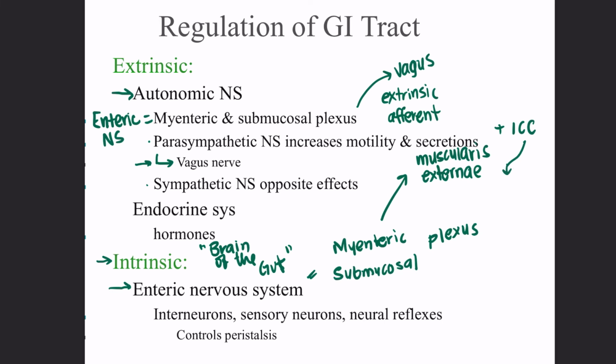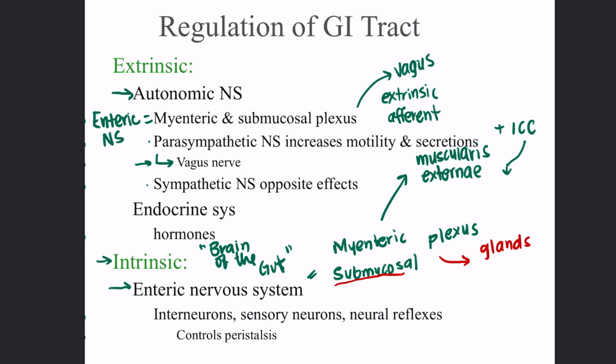And then we have the submucosal plexus, which is found in the submucosal layer. And so this is going to control glandular secretions, right? Because that is part of our submucosal layer. And so those are two separate plexuses that make up our enteric nervous system, which is really part of the GI tract. So it is considered intrinsic control.